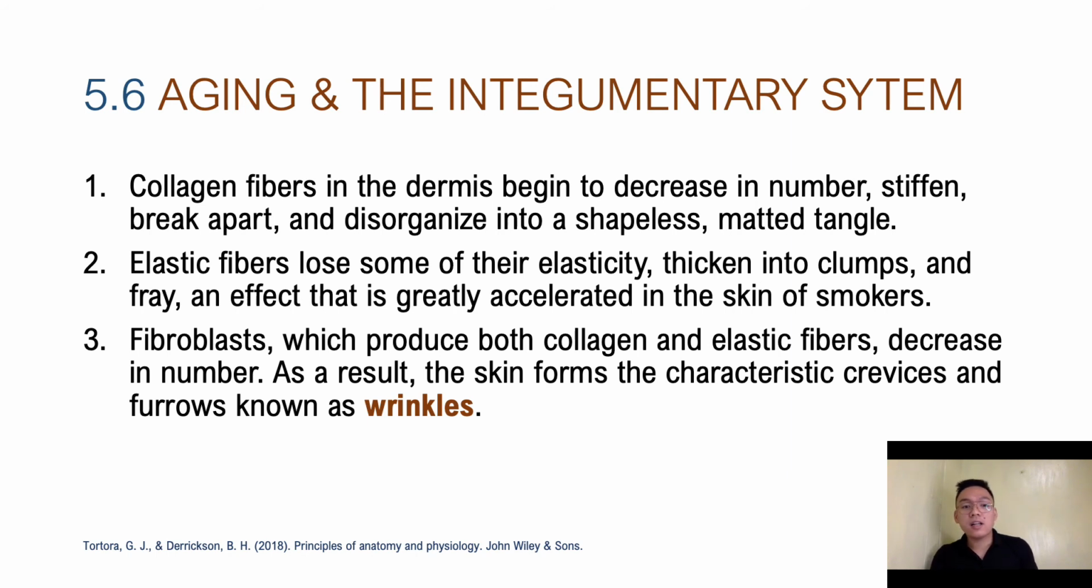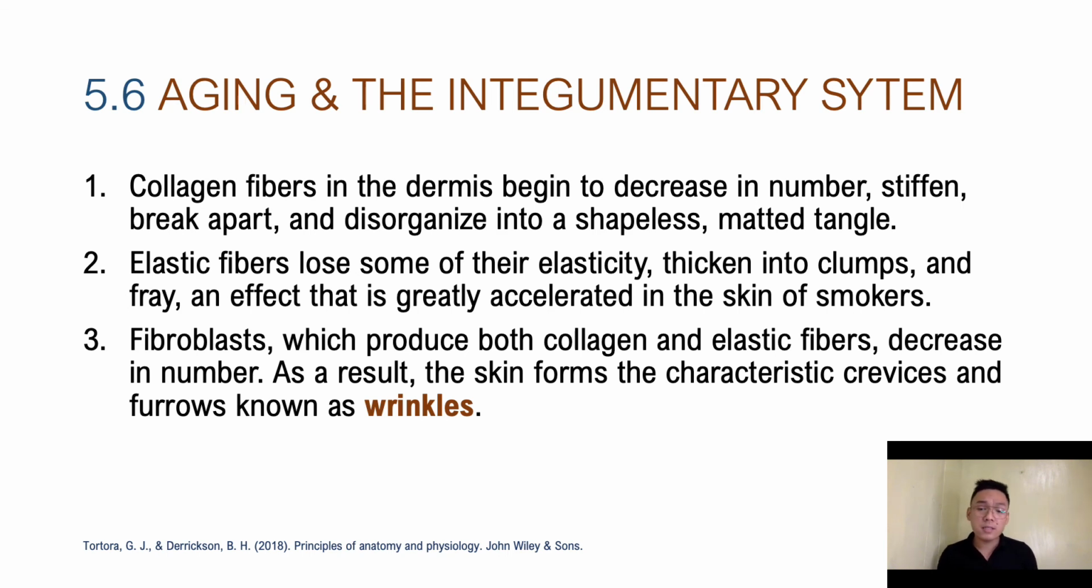In aging, collagen fibers in the dermis will begin to decrease in number. They will be stiffened, breaking apart, and disorganized into a shapeless, matted tangle. The elastic fibers also will lose their elasticity, thickening into clumps and fraying, and this is greatly accelerated in the skin of those who smoke. Fibroblasts, which produce your collagen and elastic fibers, decrease in number, and as a result, skin forms the characteristic crevices and furrows, which we call wrinkles.